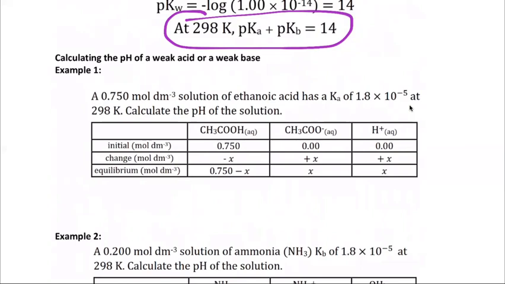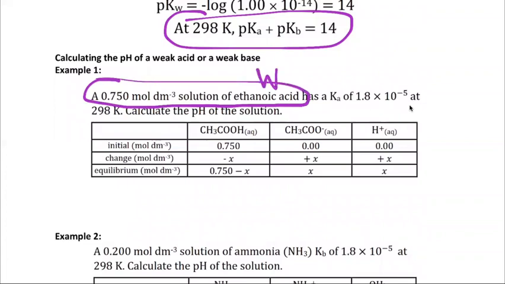Now, if they ask you to calculate pH, what you're going to do is set up an ICE box. So this one, they tell us here's the concentration and it's a solution of ethanoic acid. Ethanoic acid is a weak acid. Anytime it's weak, that means I need an ICE box. Notice that we have plugged in 0.750 for the initial concentration of the ethanoic acid.